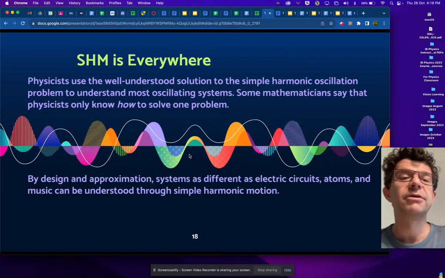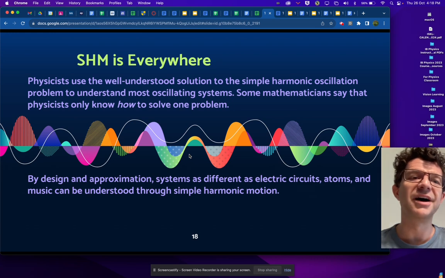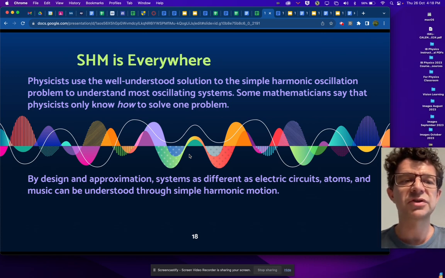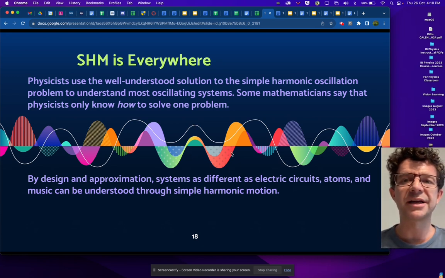And finally, just to point out, simple harmonic motion is one of those types of motion that we describe a lot because it shows up everywhere. In fact, physicists really understand this differential equation super well because it helps understand so many oscillating systems or approximations of many oscillating systems. Some mathematicians even talk down to physicists, saying they really only know how to solve one type of problem, the simple harmonic oscillator. But it's so valuable because oscillating electric circuits, the behavior of atoms, circular motion, music, all of these can be understood through simple harmonic motion.